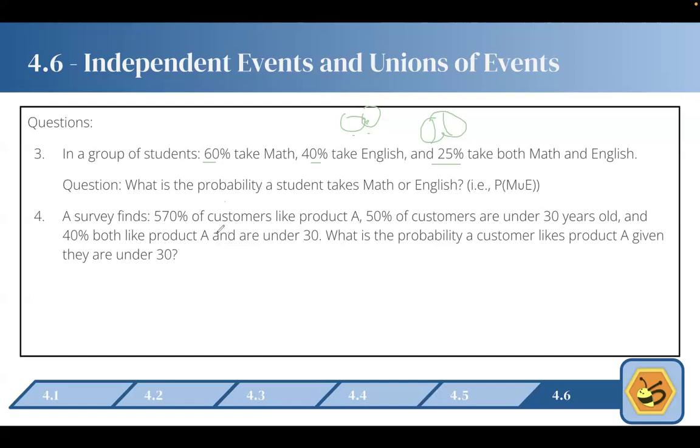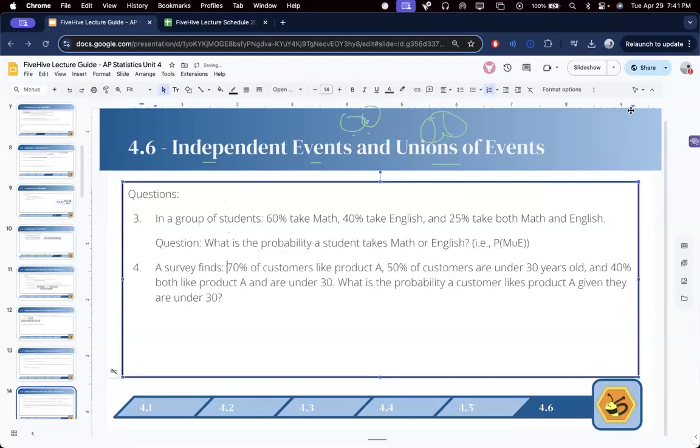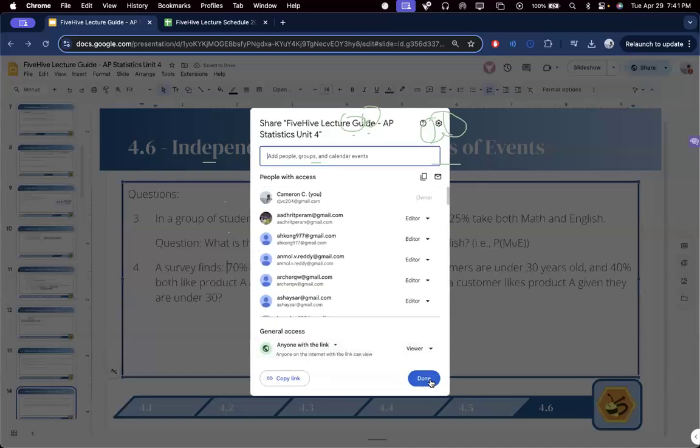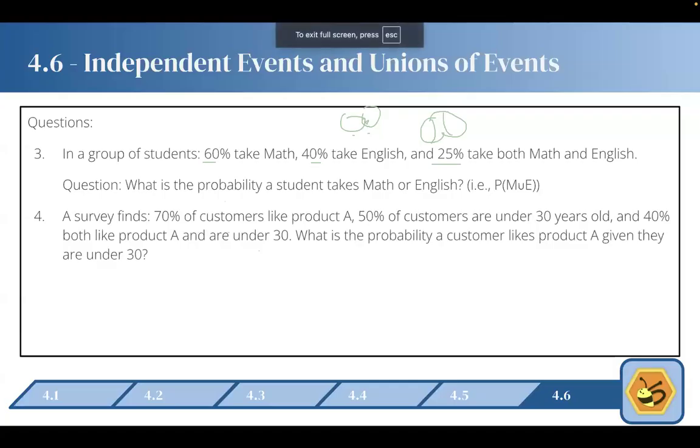All right, let's try number 4, and we'll keep it moving here because we do have a little bit more to get through. So a survey finds 570. Nope, that's not right. Let me double check what it's supposed to be. It's supposed to be 70. So get rid of the 5. I wish it was 570, that would be crazy. No, it's just 70% of customers like product A, 50% of customers are under 30 years old, and 40% both like product A and are under 30.